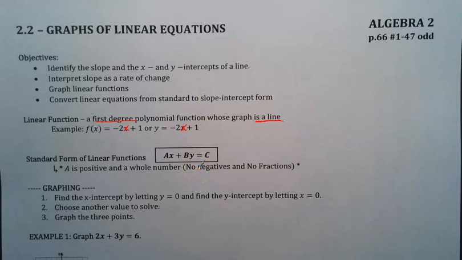When it comes to graphing, we've got 3 steps we can use. We can find the x-intercept by letting y equal 0. We can find the y-intercept by letting x equal 0. Then choose another value to solve. And then 3, graph the 3 points. Remember I said 3 is always key. 3 is the minimum I will accept for a good graph. Well, 3 is really the minimum anyone will accept.